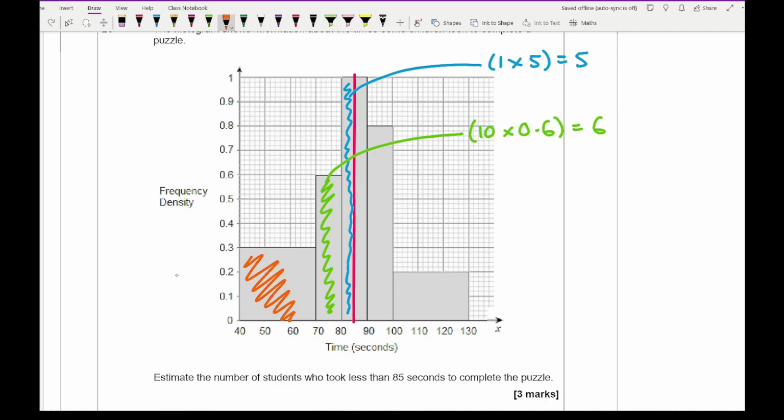And then this orange area has a width of 30 and a height of 0.3. So 30 times 0.3 is going to give me 9. Then adding up those three numbers, I get a total of 20.